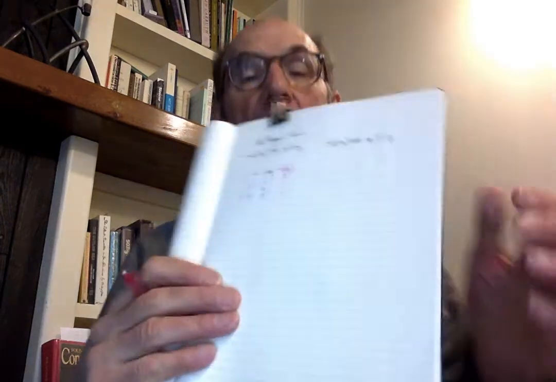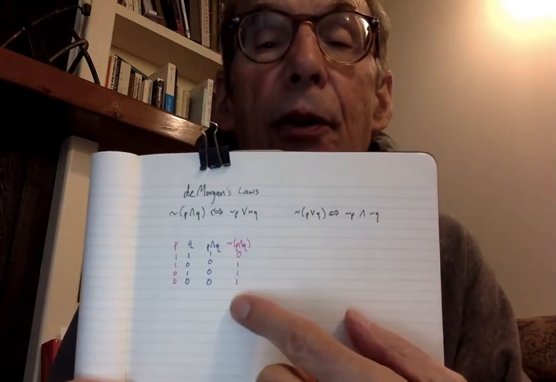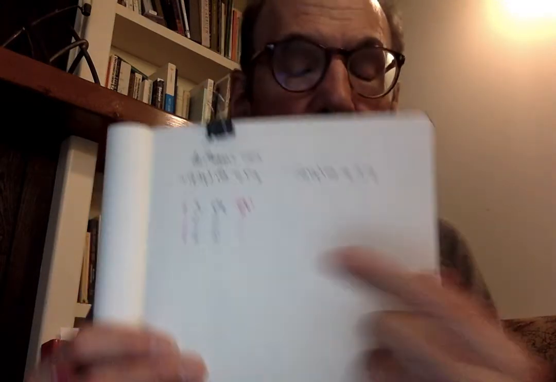That's half of the De Morgan laws. The negation of 1 is 0. The negation of 0 is 1. So I'm just going to write them out: 0, 1, 1, 1. So I've got P and Q and the negation of P and Q.